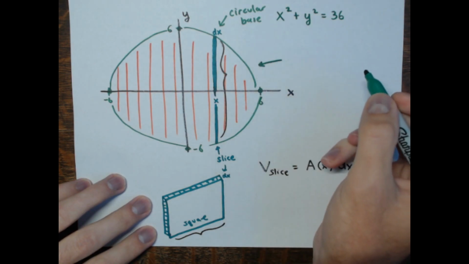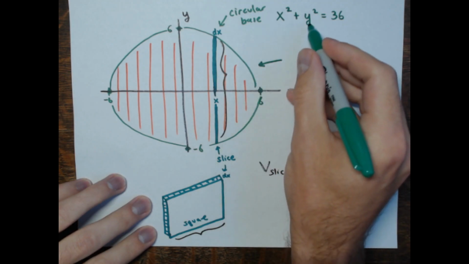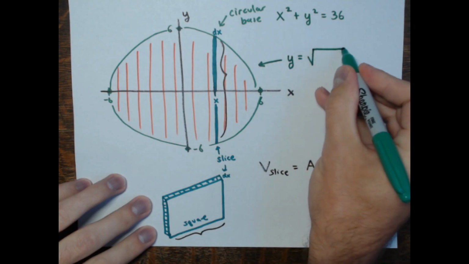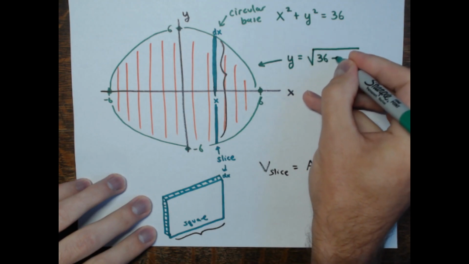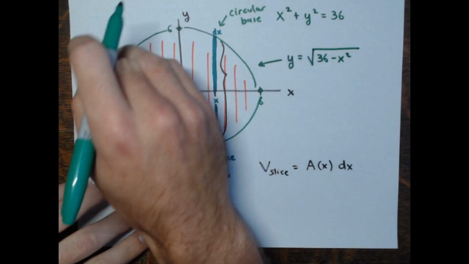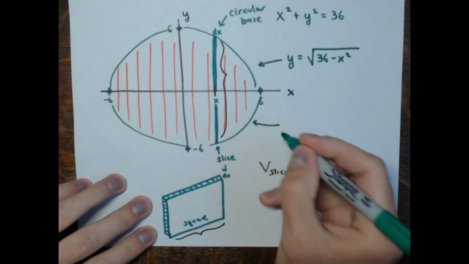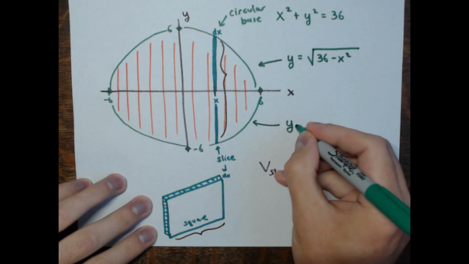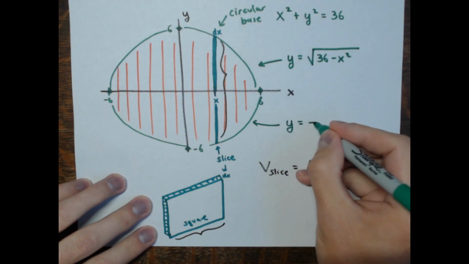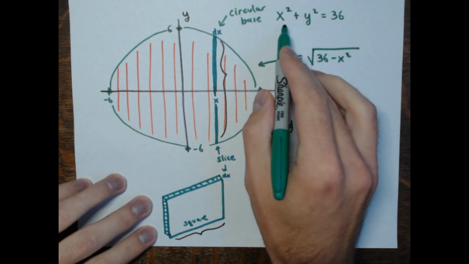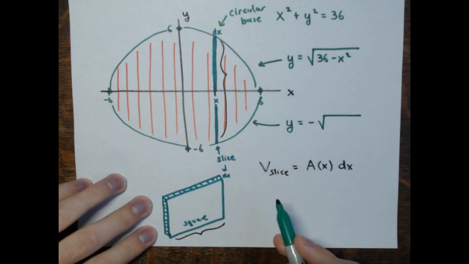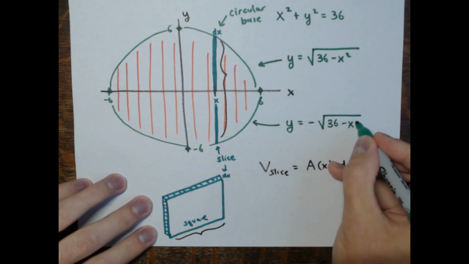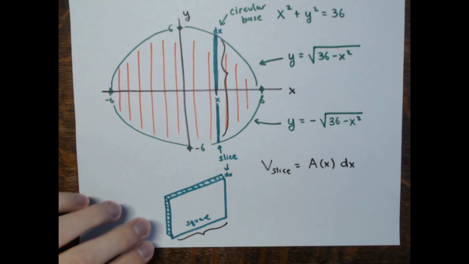The top half, if I were to solve for y, would be y equals the positive square root of 36 minus x squared. There are any positive y coordinates up there. And the bottom half of the circle would have the equation y equals the negative square root of 36 minus x squared. If I were to take my equation for the circle and solve for y, you get two possibilities, one for the top half of the circle, one for the bottom half.